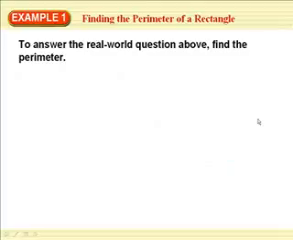Finding the perimeter of a rectangle. To answer the real-world question above, find the perimeter. So the question they were talking about, if you look at page 66, it says a carnival. A carnival is going to be held at your school's parking lot. How much rope is needed to enclose the carnival? To answer this question, you can find the carnival's perimeter. And you'll see they have a picture up there.